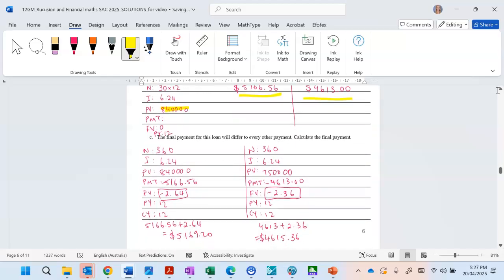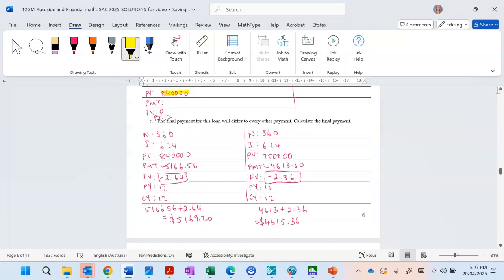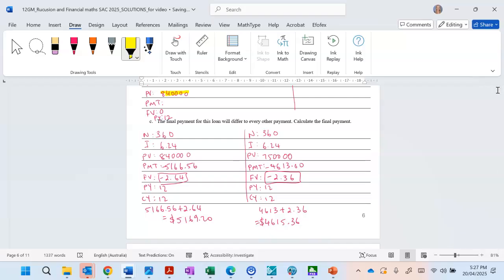The final payment for this loan will differ to every other payment. Calculate the final payment. There are 2 ways you can do final payments. You can do the second last payment and do it that way. I do think it's easier just to calculate it this way, so that's why I've done it, but you should get the same answer.